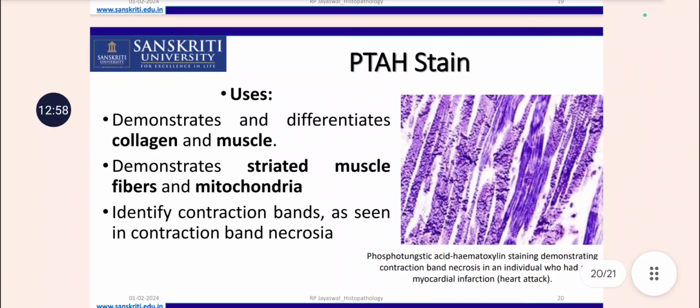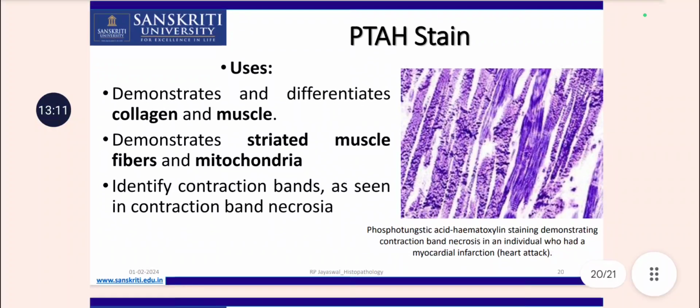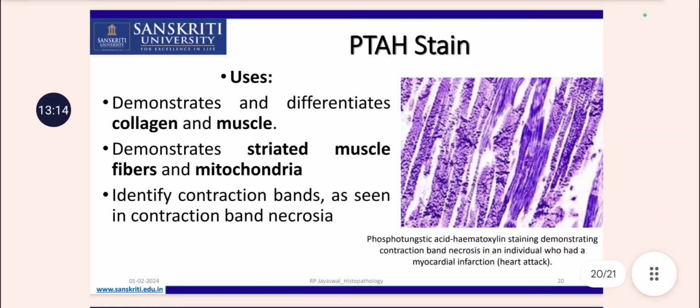PTAH stain also helps differentiate collagen and muscles. It demonstrates striated muscle fiber and mitochondria, and identifies contraction bands as seen in contraction band necrosis. This is the image of tissue taken from a heart attack patient, myocardial infarction, where phosphotungstic acid hematoxylin staining demonstrates the contraction band necrosis in an individual who had a myocardial infarction.